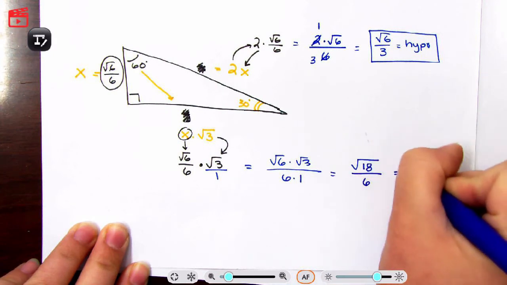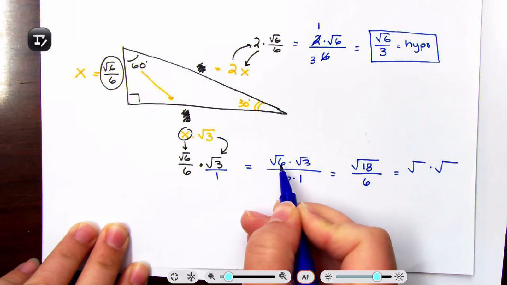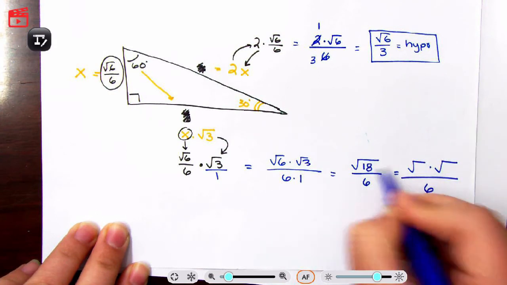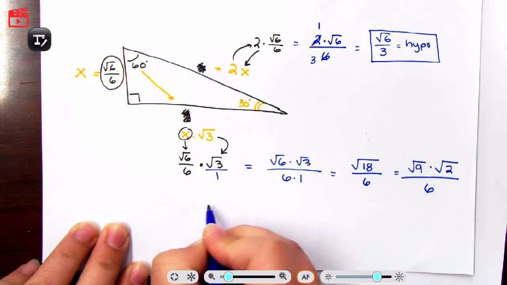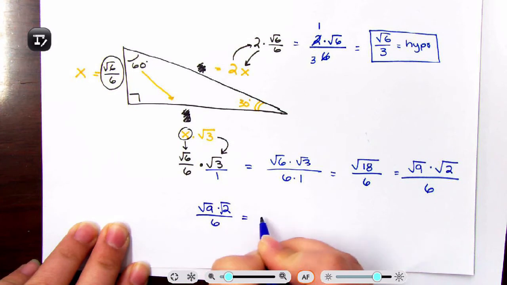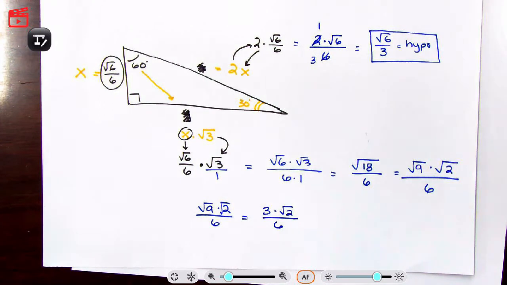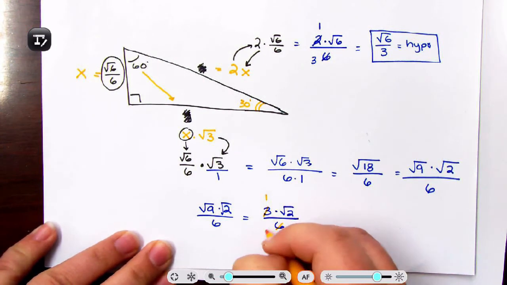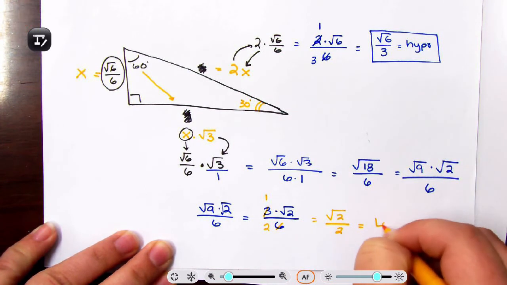Now this square root of 18, I'm going to split that up one more time. I'm not going to split it up into 6 and 3. 6 is not a perfect square, 3 is not a perfect square. However, there is a secret perfect square inside of 18 that we can pull out, and that is 9. I'm going to rewrite it one more time here. The square root of 9 is 3. So we have 3 times the square root of 2 divided by 6. And now we can simplify the 3 and the 6. 3 goes into 3 one time. 3 goes into 6 two times. So we have the square root of 2 divided by 2. And that is your long leg.